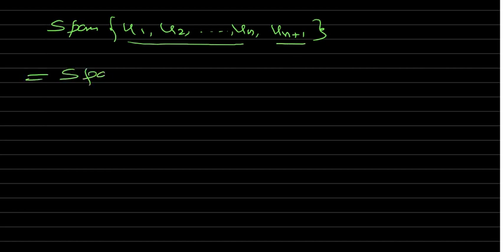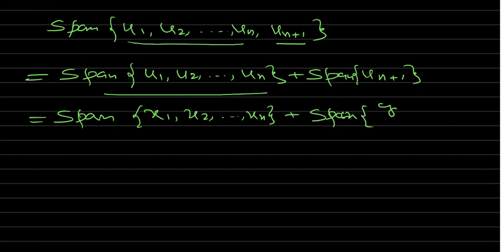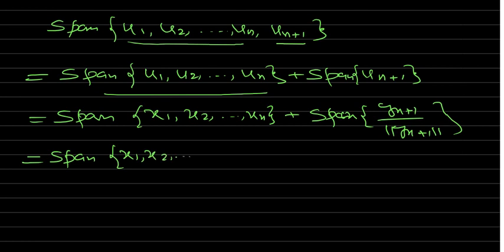This is the span of u1, u2, ..., un plus the span of u_{n+1}. But the first span is the same as the span of x1, x2, ..., xn. What's u_{n+1}? It's actually y_{n+1} divided by the norm of y_{n+1}. So it's a scalar multiple of y_{n+1}. That is the same as the span of x1, x2, ..., xn plus the span of y_{n+1} divided by the norm of y_{n+1}, which is the same as the span of y_{n+1}.